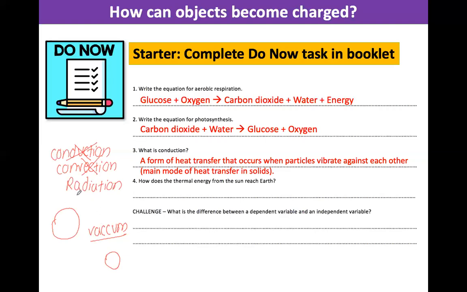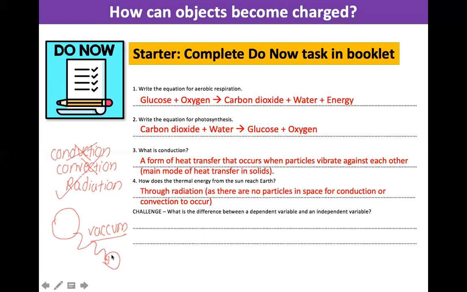And if you remember, radiation happens when those waves pass on that energy, and we don't need particles for that. So the answer to question 4 is through radiation, and you can remember, as there are no particles in space for conduction or convection to occur, so it can only be radiation.